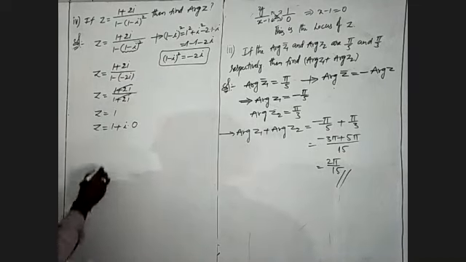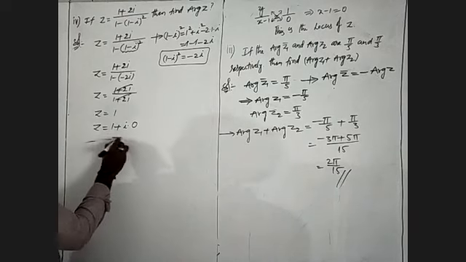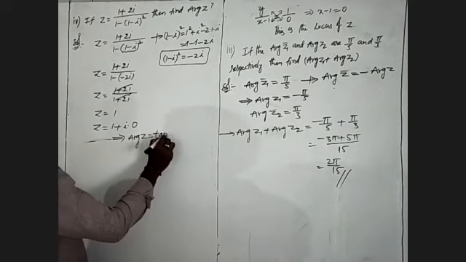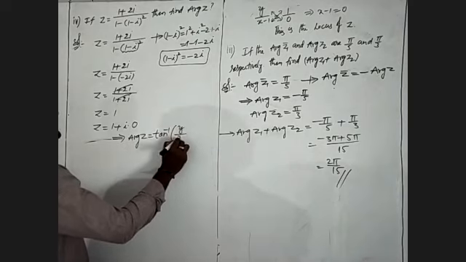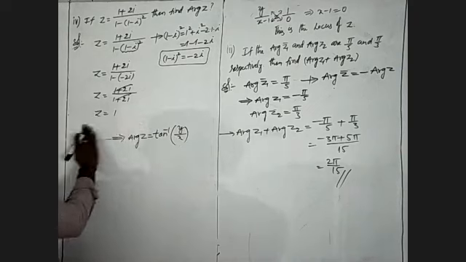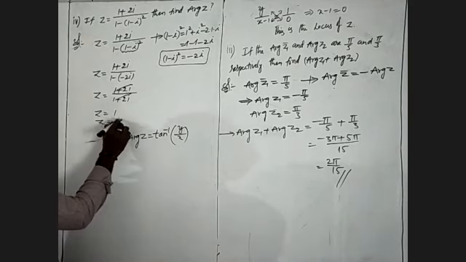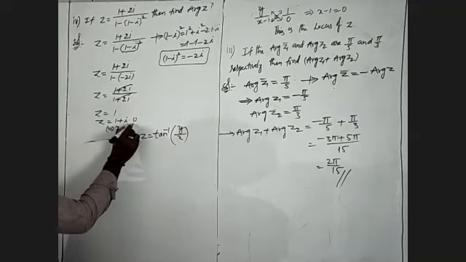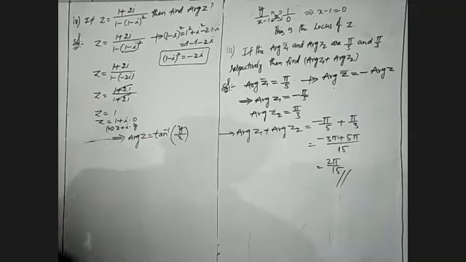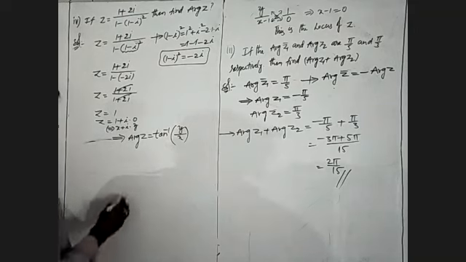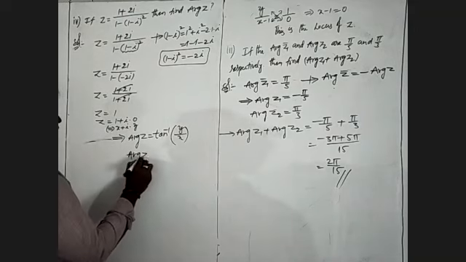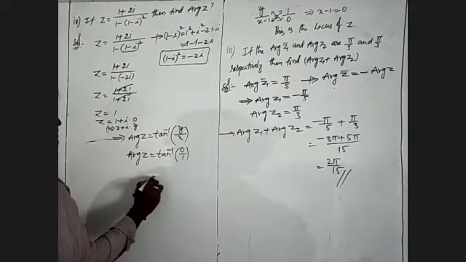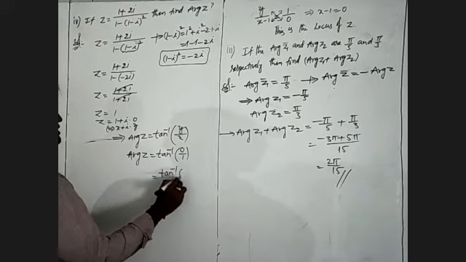By the problem, what do we have to find out? We have to find out argument z, which is nothing but tan inverse y by x. We have to compare with this. z becomes 1 plus i into 0. This complex number can be compared with x plus iy, where y becomes 0 and x becomes 1. I will write argument z is nothing but tan inverse 0 by 1. 0 by 1 is always 0.